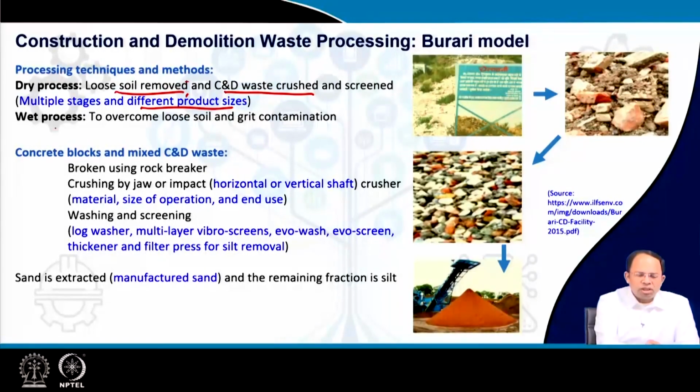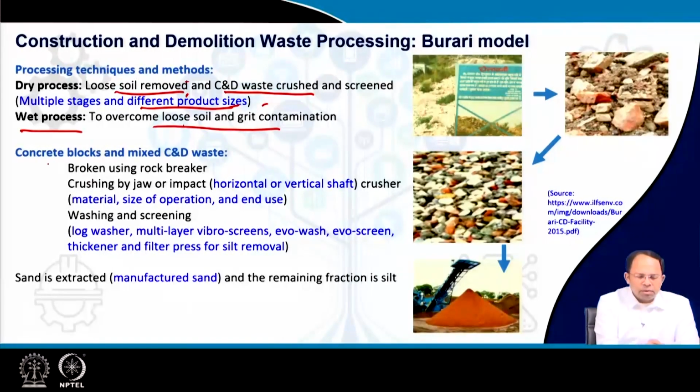Whereas in the wet process, even after all this processing in the dry process, still a lot of silt remains in the final products. So to get rid of this silt or sand, and to overcome the loose soil and grit contamination of the product, the wet process is done. Now how is it done?